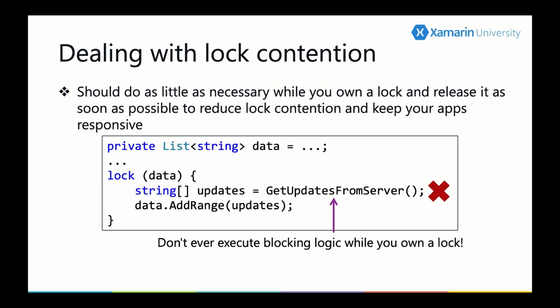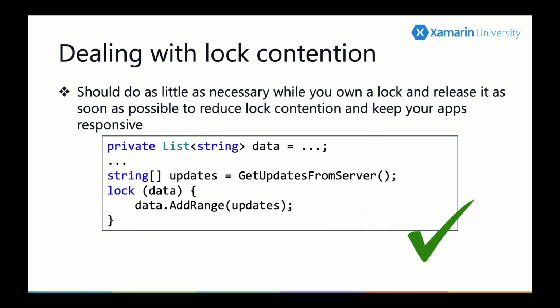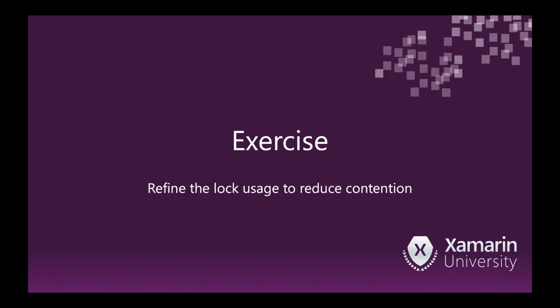A better approach in this case would be to retrieve the updates first, then take the lock and update our data. In this case, we have a deterministic time that is associated with how long we hold the lock. Our goal is to hold the lock for as little time as possible. You should always try to optimize your code and only hold the lock while actually touching the data. And this brings us back to the exercise.